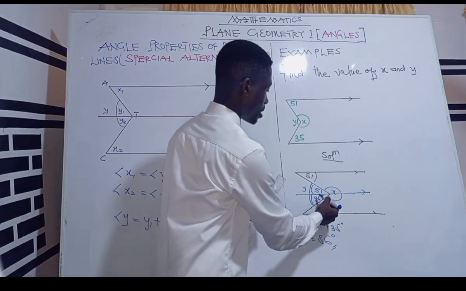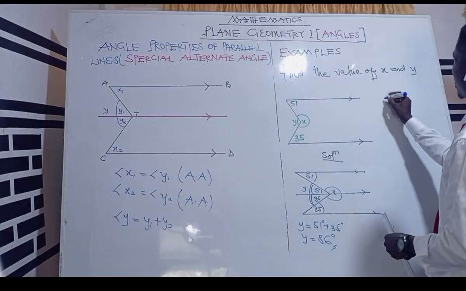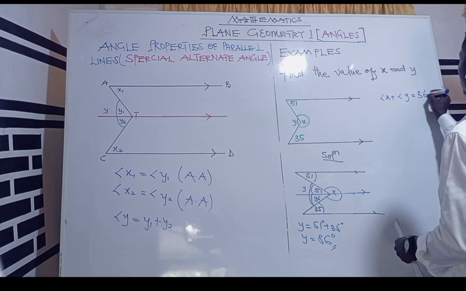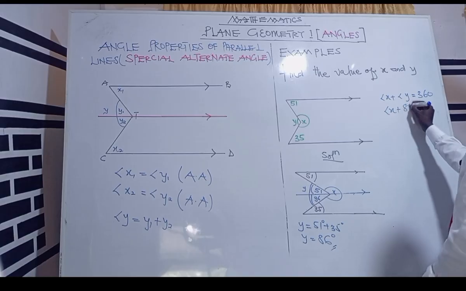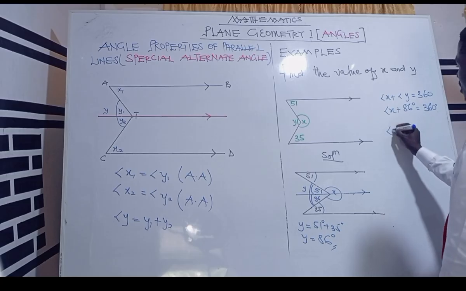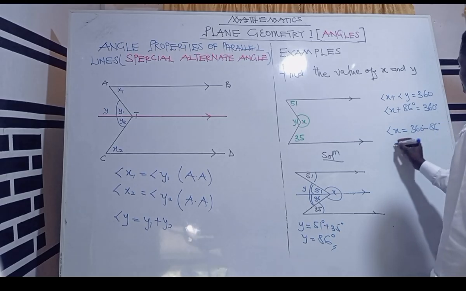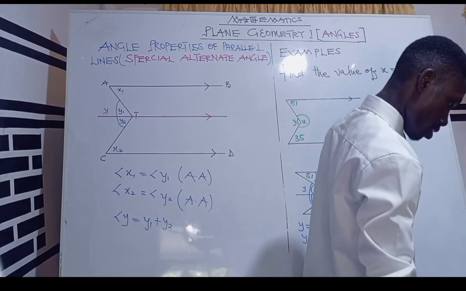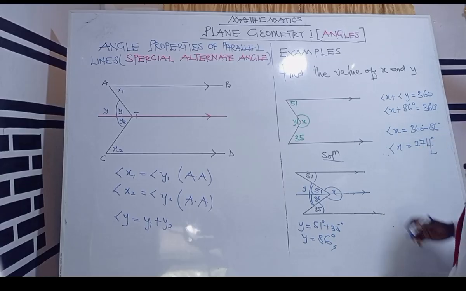So it means that angle x plus the whole of y should give us what? 360. Good. So you can say that angle x plus angle y is equal to 360. And angle y is what? 86 degrees. So we can say that our angle x is equal to 360 minus 86 degrees. And therefore, finally, our angle x is equal to 274 degrees. And that is that.